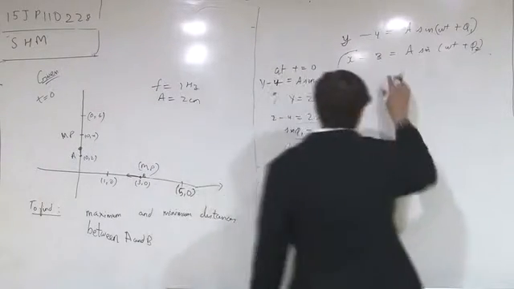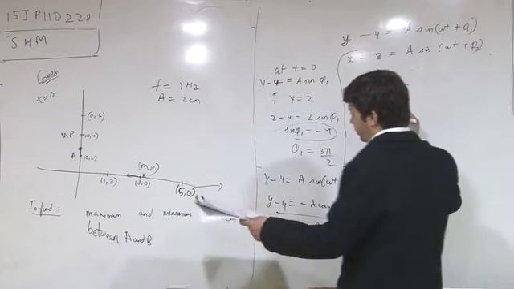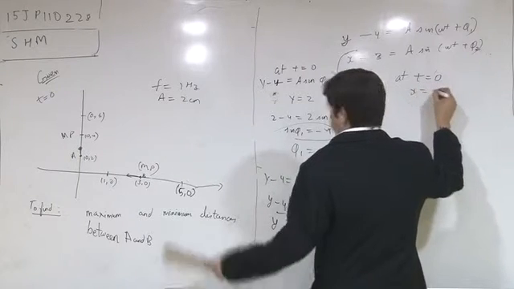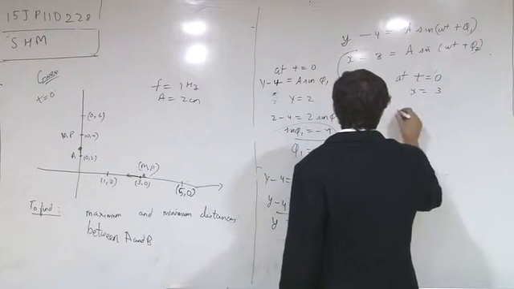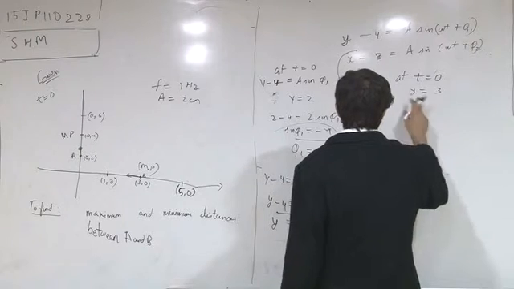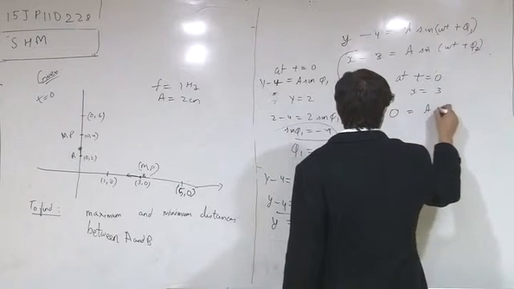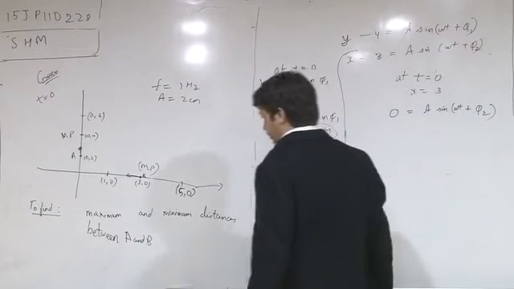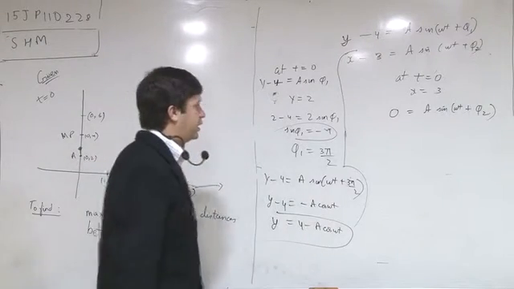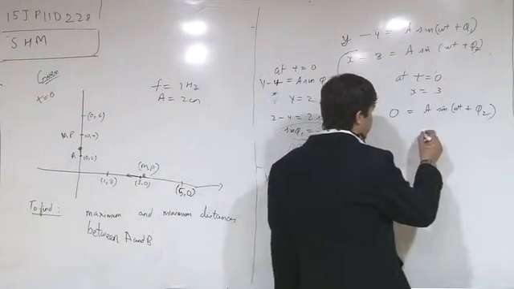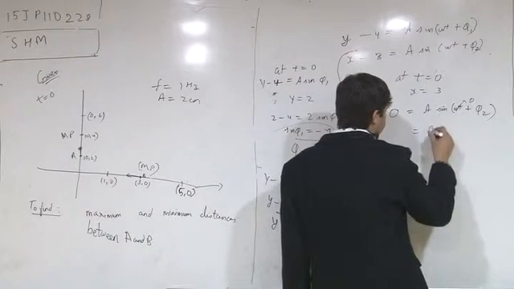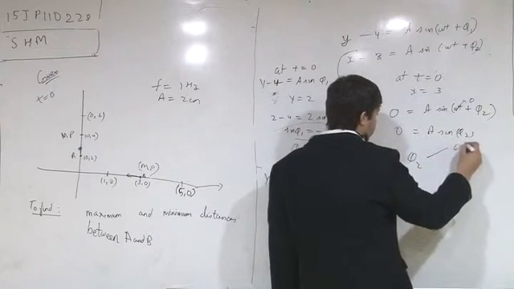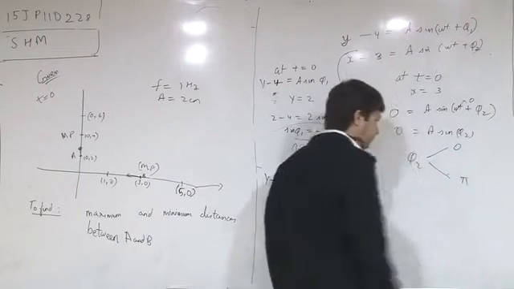Now let us take the x part. At t equal to 0, x is equal to 3, so x minus 3 is 0, and a sine (omega t plus phi 2) is equal to 0. There are two values which it can take. If I put t equal to 0, a sine phi 2 is equal to 0, so phi 2 can be either 0 or pi.